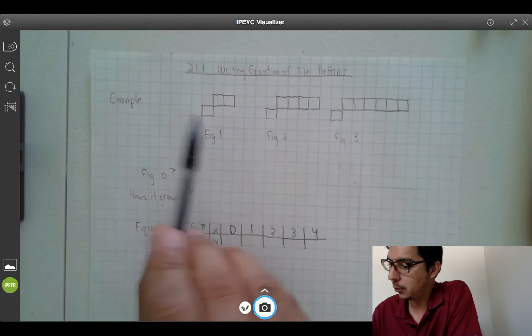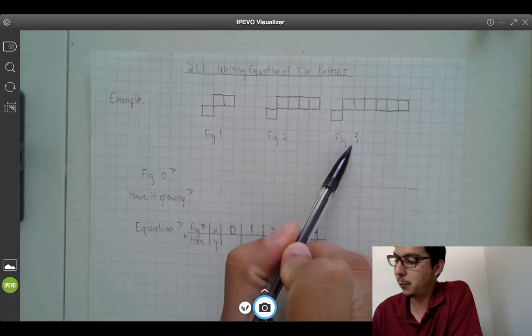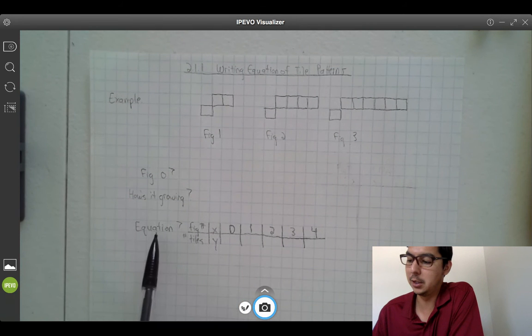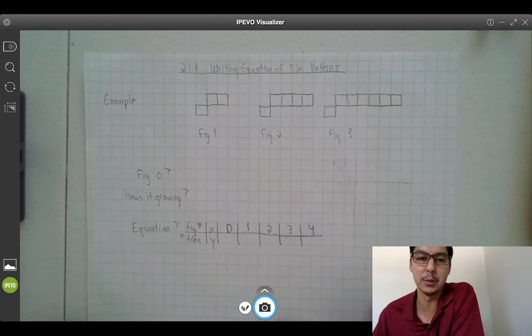And in this example, we have figure 1, 2, and 3. And there's 3 questions we want to answer. What's figure 0? How's it growing? And what's the equation? And I'm using this table to help us understand where the equation comes from.